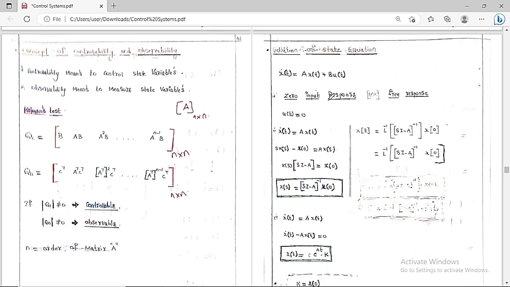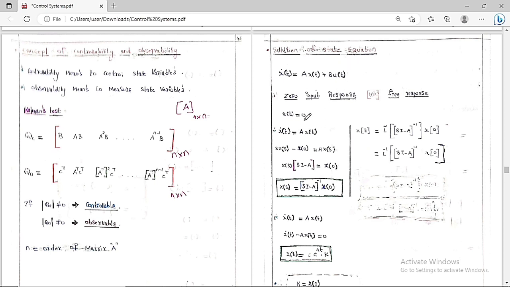Now let's go to another concept, which is the solution of the state equation. So now we are going to figure out the solution of the state equations. Basically the state model equations are x dot of t equal to A into x of t plus B into u of t, and y of t equal to C into x of t plus D into u of t. We are going to figure out the solution of the state equation, x dot of t equal to A x of t plus B u of t. This is called the state equation.